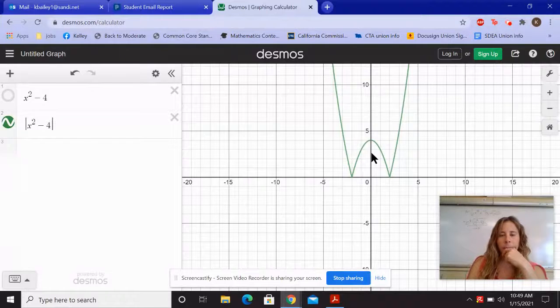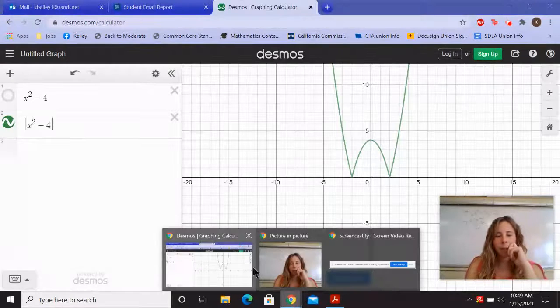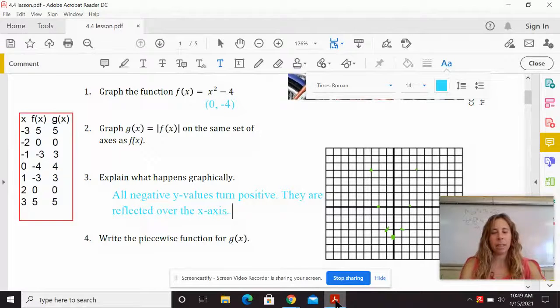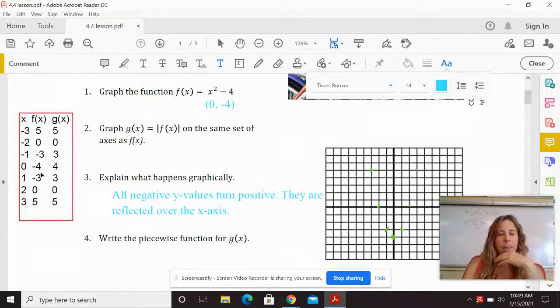Okay? Okay, so we're going to go back. Oh, where is it? Oh, there it is. To here. So all negative y values turn positive. They are reflected over the x-axis. Ta-da. Okay? Reflected over the x-axis, so flipped, which is what happens here.